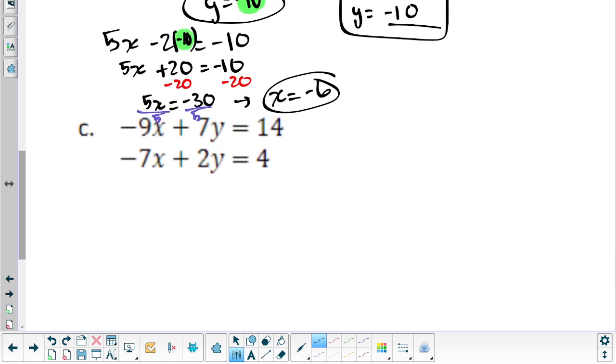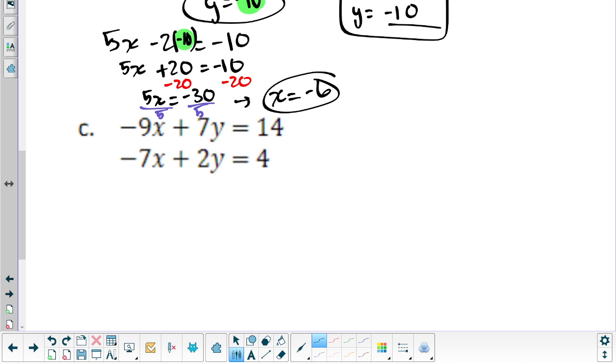One last one. This one is really tricky because if I look at both of these numbers, my x's and my y's, neither of them can easily go into the other, right? So what I'm going to have to do is multiply the top equation and the bottom equation by something. I'm going to choose the smallest of the two numbers, which means I want to cancel out my y's, all right?